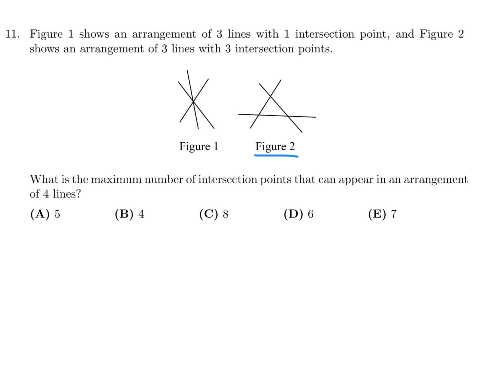So let me see, how am I going to do this? Let's see, something like this. Yeah. So that 4th line that I just drew crossed the other 3. So the total number of intersection points, there's 1 here, 2 here, 3, 4, 5, and 6. So 6 is the way to do it. And therefore number 11 is D.